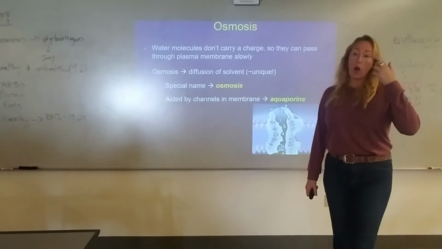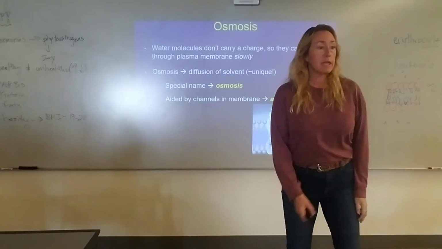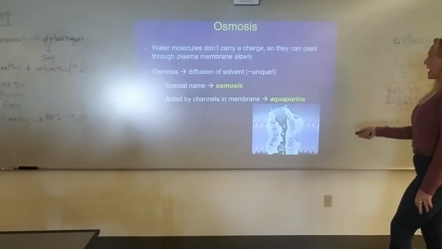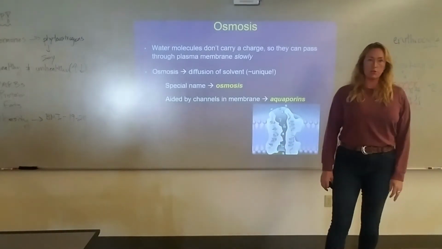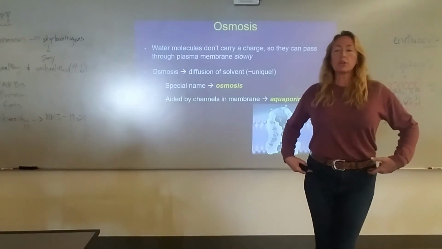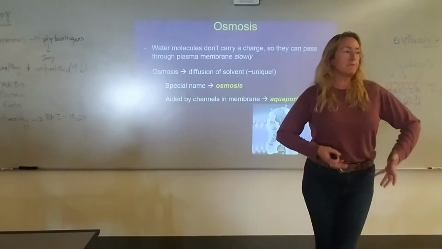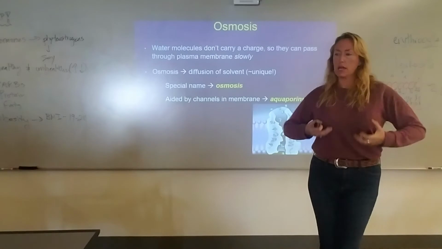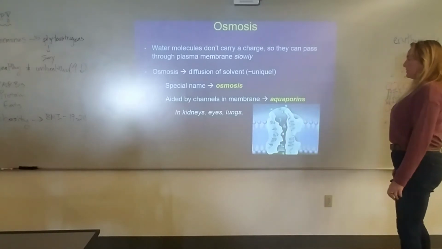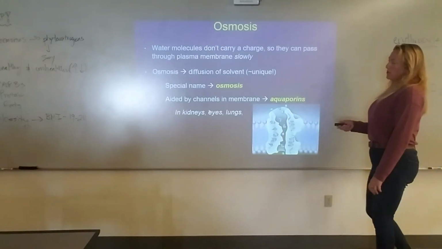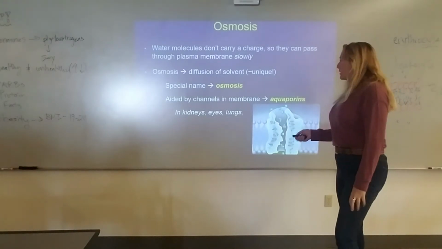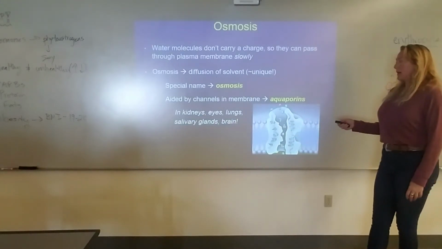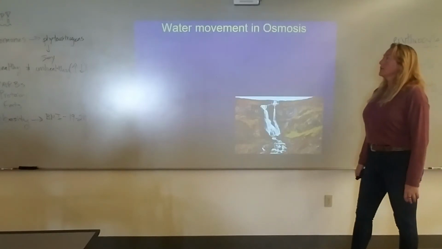Aqua means water, porin is like a pore. Okay, so if you want to allow a lot of osmosis to happen, those particular cells have to insert a lot of aquaporins into their cell membranes. Kidneys, your kidneys have a bunch of these because they're filtering water all the time. All of your blood is being filtered by your kidneys. So in your kidneys, in your eyeballs, where there's lots of fluid in your actual eyeball itself, the lungs, salivary glands, and the brain, there's lots of aquaporins to allow this water to move.